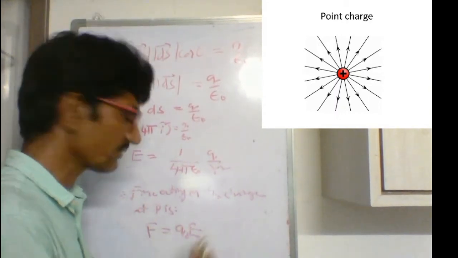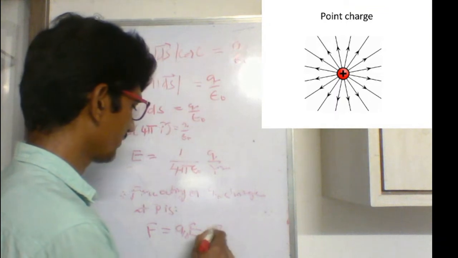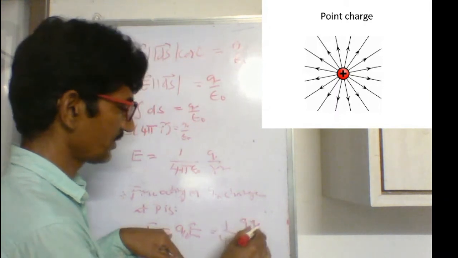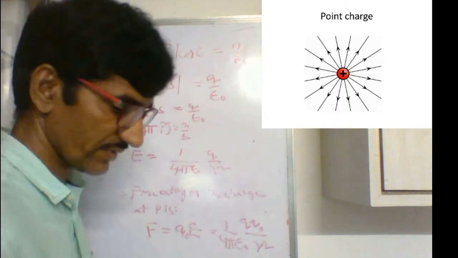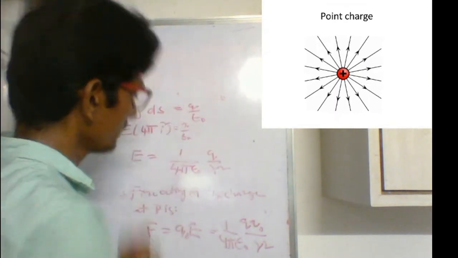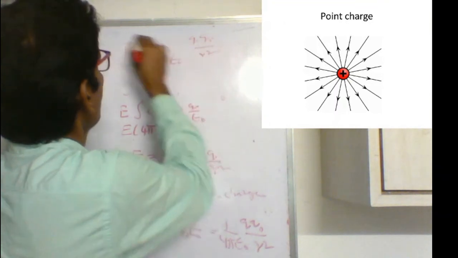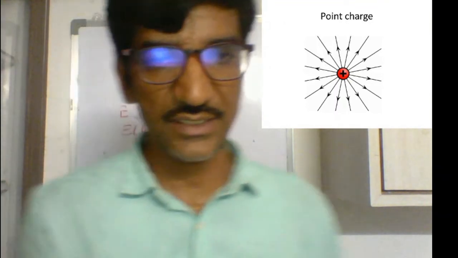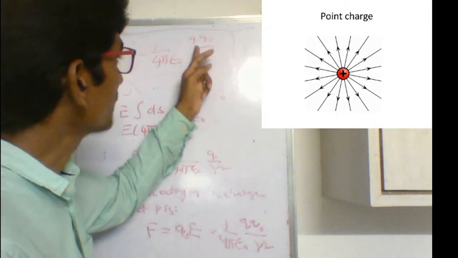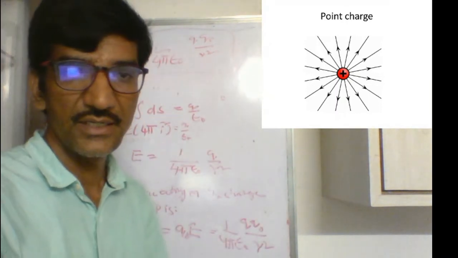We have one formula relating F and E, that is F is equal to Q naught E. We just got the E value, so you substitute that value. Then you get 1 by 4 pi epsilon naught Q, and again you have Q naught, by r square. Therefore, the final formula you got is F is equal to 1 by 4 pi epsilon naught Q Q naught by r square. So this is exactly Coulomb's law of electrostatics. This gives you the force acting between the Q charge and another charge Q naught, which are separated at some arbitrary distance.